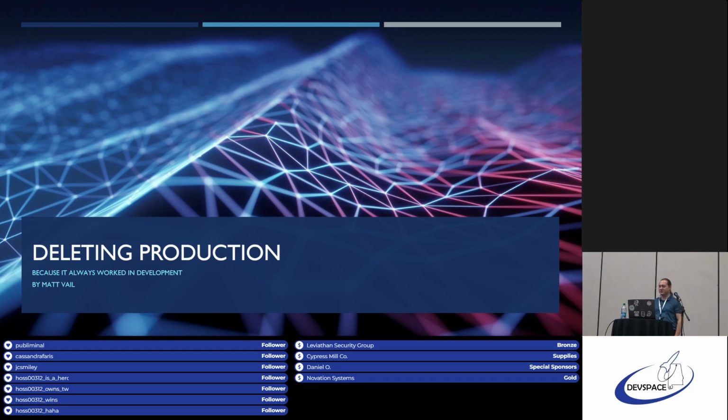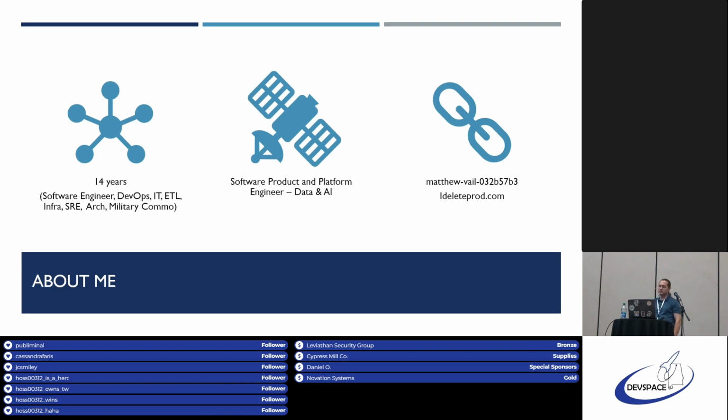My name is Matt Vail, and I've been in the industry for about 14 years, worn a lot of hats. I generally take the personality of doing something till I get bored with it, and then I try something new. I've been a software engineer, DevOps, IT, ETL, infrastructure engineer, SRE, architect, and military communications. My current hat is software product and platform engineer with data and AI, where I build software solutions for clients and implement Gen AI tools, hopefully responsibly and to the best I can.